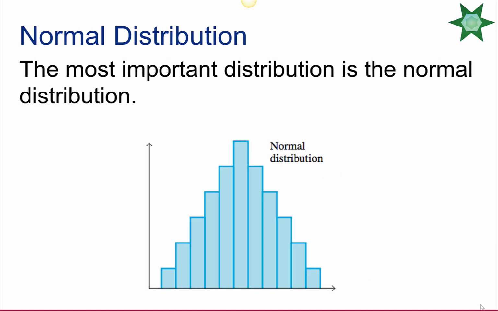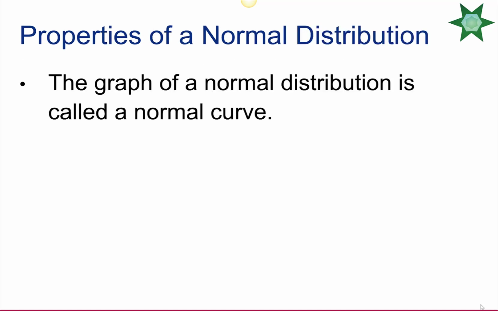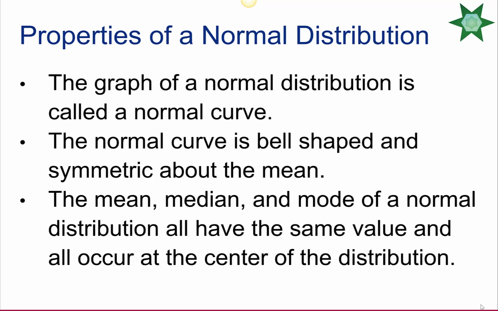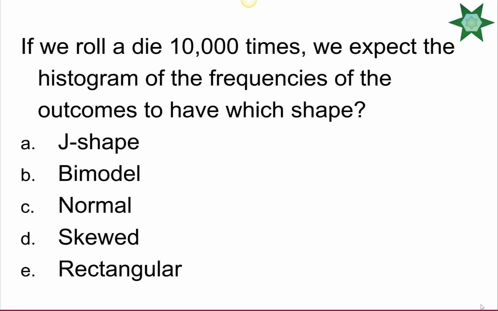The normal distribution is the most important distribution that we study in statistics. The properties of a normal distribution: the graph of a normal distribution is called a normal curve. The normal curve is bell-shaped and symmetric about the mean. The mean, the median, and the mode of a normal distribution all have the same value, and they occur at the center of the distribution.